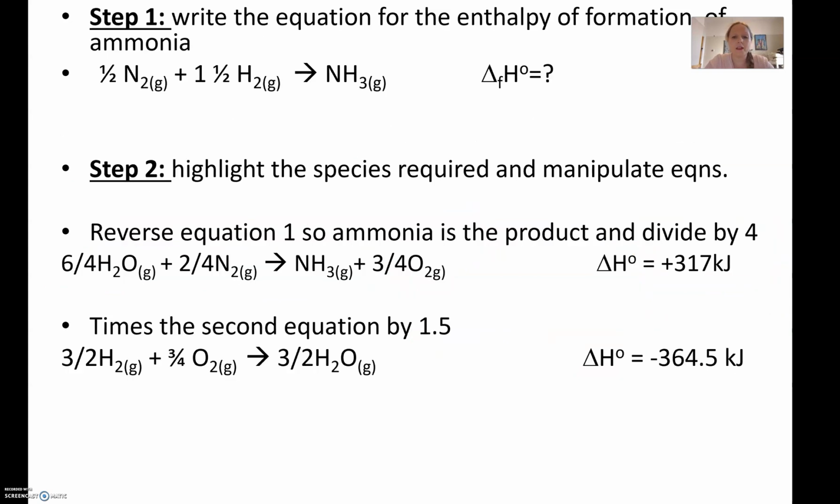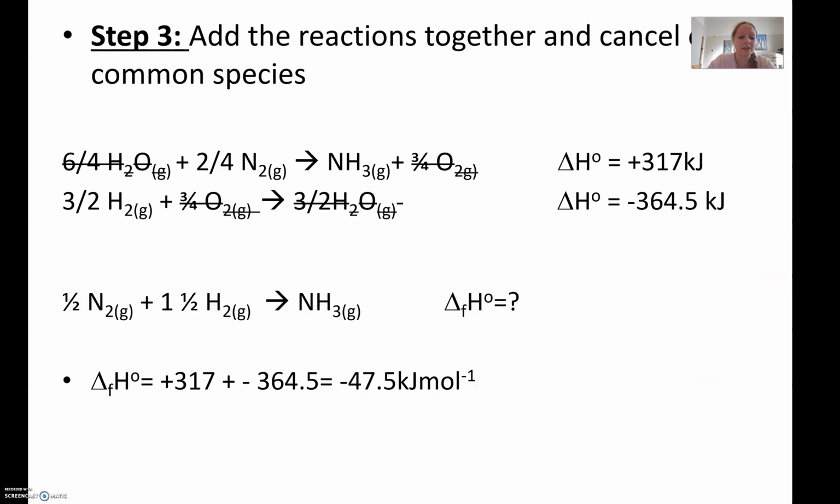So you can see I've divided by 4. There are some weird fractions here, but it becomes easier as we start to do the cancelling out, and you'll see why I've written them like that. The second one was to times by 1.5, so 3/2 is 1.5, and that makes it easier when we go to do the next bit. Then we have to do the cancelling out. We add all of the reactants together and all of the products together.